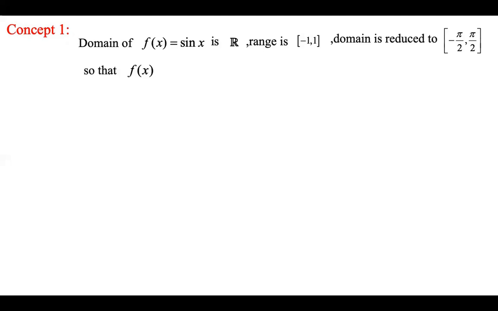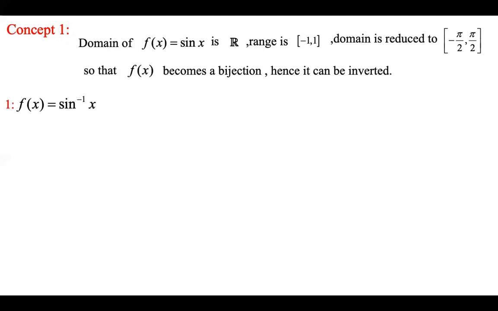Inverted means we can find the inverse of the function. It becomes a bijection, therefore it can be inverted. Therefore, let us restrict the domain from minus pi by 2 to pi by 2, and the range is minus 1 to plus 1. Then f of x is equal to sine inverse x. So the domain is minus 1 to plus 1, and the range is minus pi by 2 to plus pi by 2.